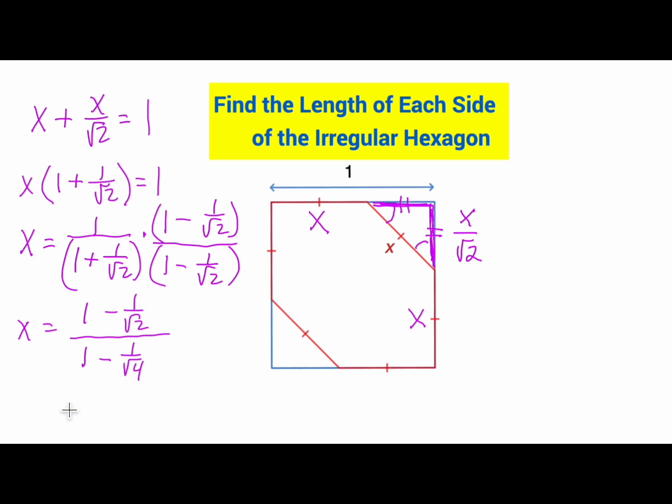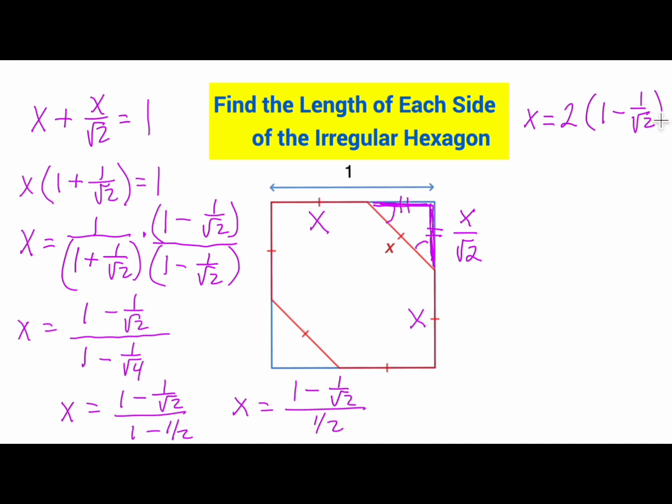And then the last terms, this becomes minus 1 over the square root of 4. And the square root of 4 is 2, so this becomes x equals 1 minus 1 over the square root of 2 over 1 minus 1 half. And then 1 minus 1 half is simply a half, so this becomes x is equal to 1 minus 1 over the square root of 2 over 1 half. I'm going to take this up here, and now instead of dividing by 1 half, we're going to multiply by the reciprocal, which is times the top by 2. So this becomes 2 times 1 minus 1 over the square root of 2.